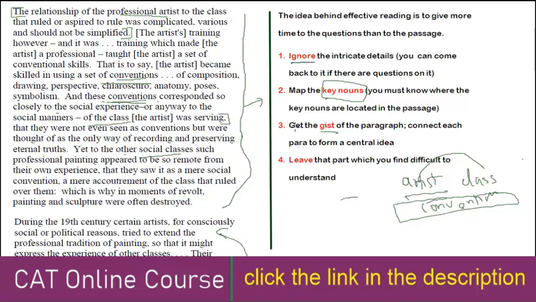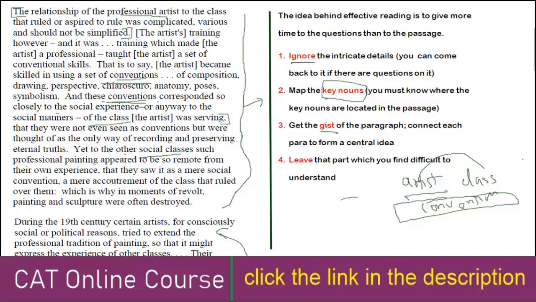And when I connect these keywords, I get to know that the painting and the artist served the experience of only one class. In 19th and 20th century, some artists tried to express the experience of other classes as well, but then eventually things remain unchanged, because in the academies they were taught the very same conventions which they came out and dismantled. So things basically remain the same.